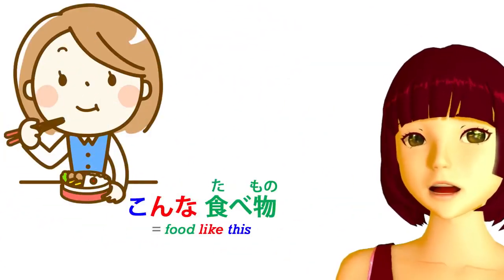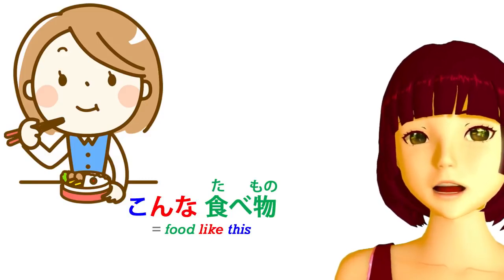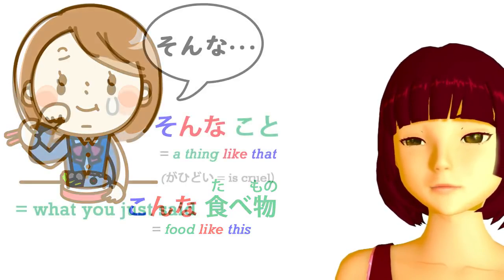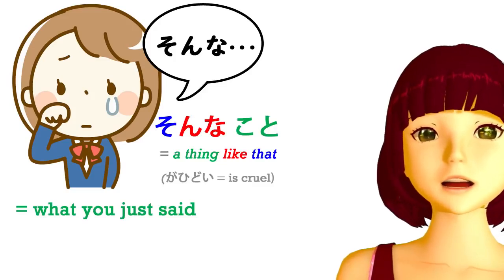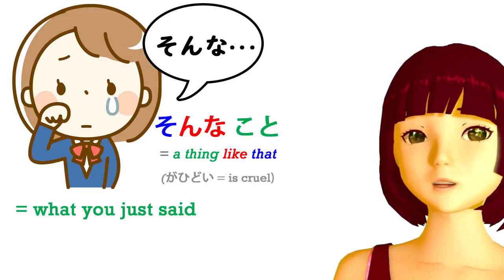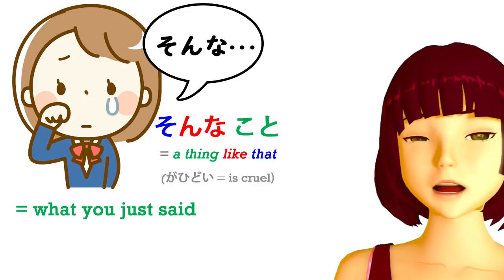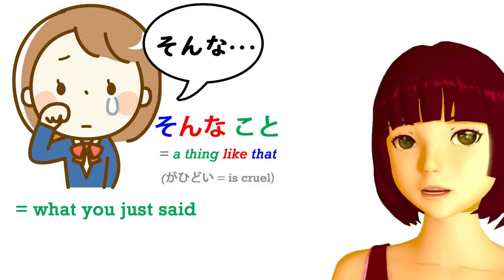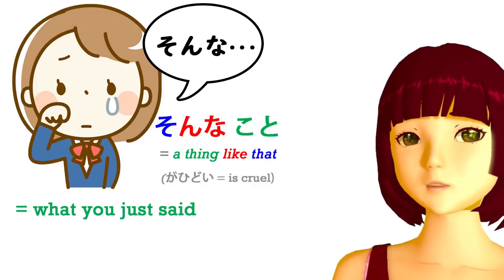So we could say, konna 食べ物が好きです. I like food like this. そんなことが白い. That kind of things aren't trained. And in fact, you'll often find in anime or manga that someone just says, sonna.